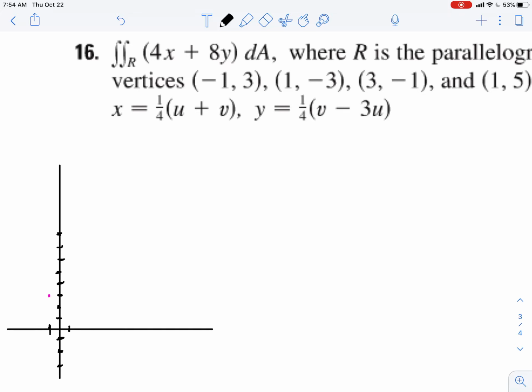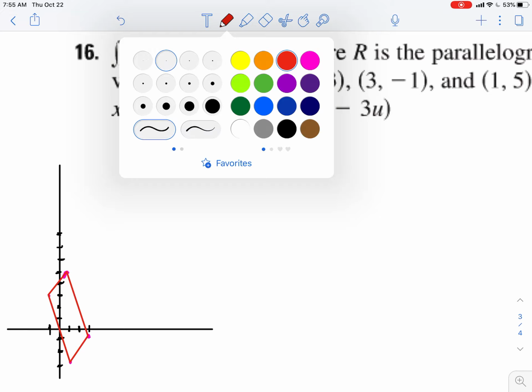It's a good idea just to skip to where I actually did this close to being right. So we said 1, -3. 3, -1. And then 1, 5. This is ugly. Alright, so let's go ahead and just connect our dots. So here you see the parallelogram. And now let's find each line.